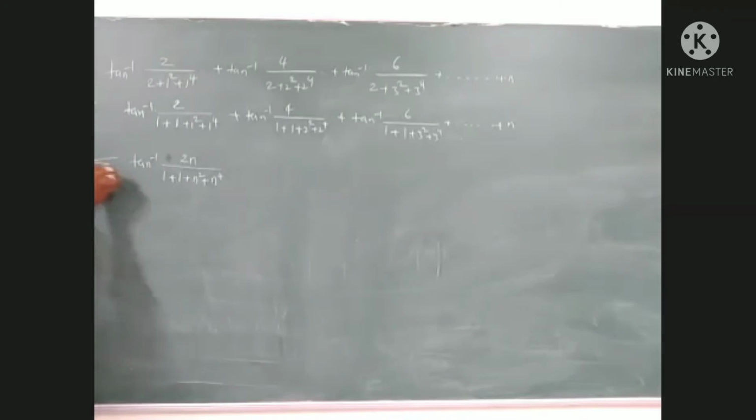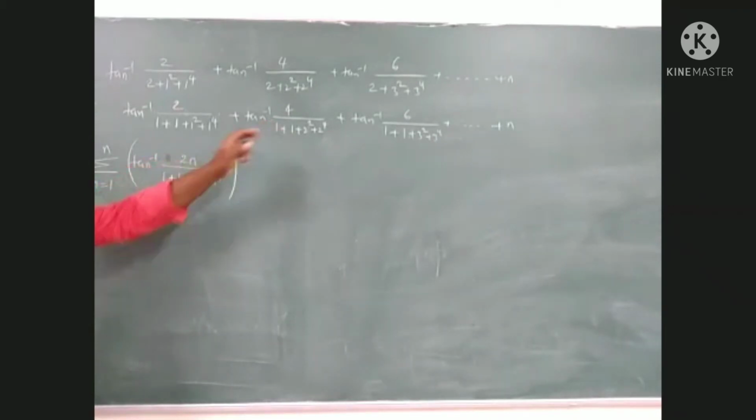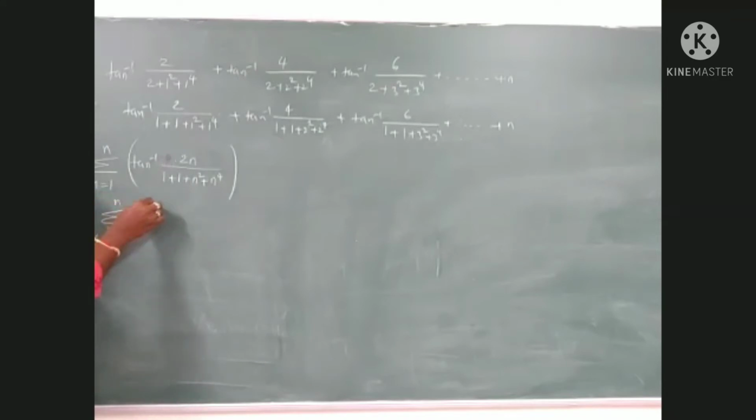So I can write sigma n equal to 1 to n, with the nth term. See, if I substitute 1, I'll get the first term. If I substitute 2, I get the second term. If I substitute 3, I'll get the third term. So this is the nth term in this formula. So can I write sigma n equal to 1 to n tan inverse?